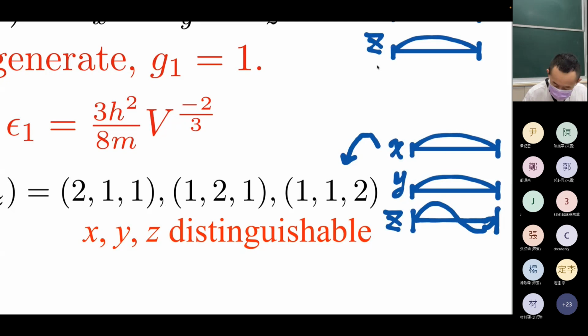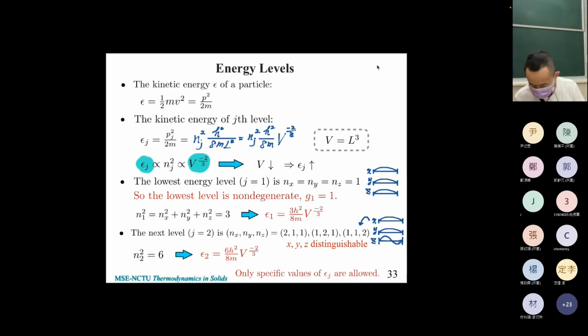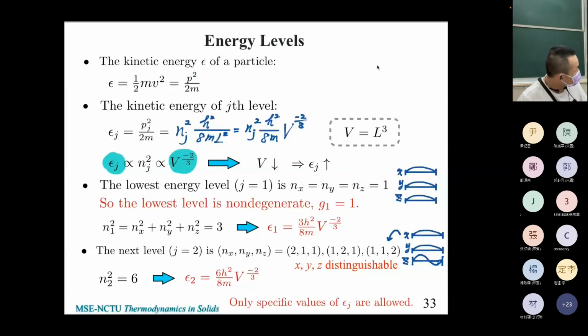Okay, so you can see that, right? So everything becomes reasonable. 112 is X, Y, and Z, with X, Y in the first mode, and Z is the second mode. X, Y, and Z are distinguishable, of course. So 2 squared plus 1 equals 6, right? So epsilon 2 is this one, right? Oh, good.